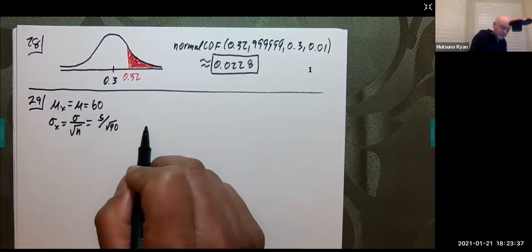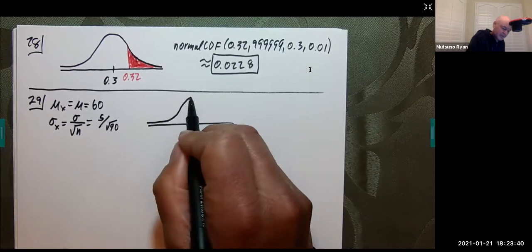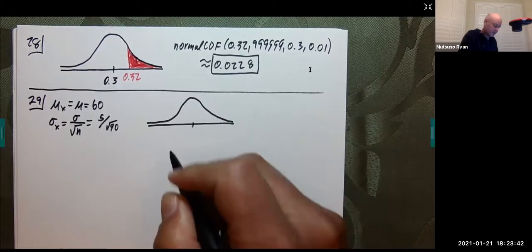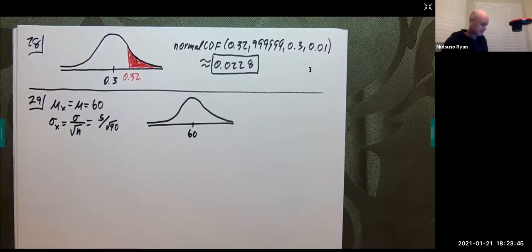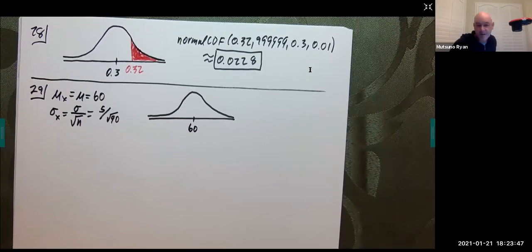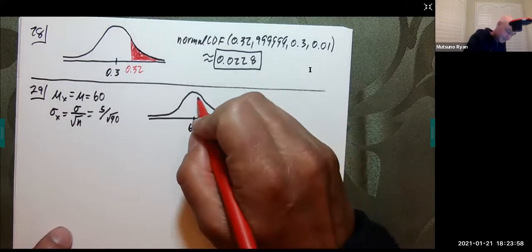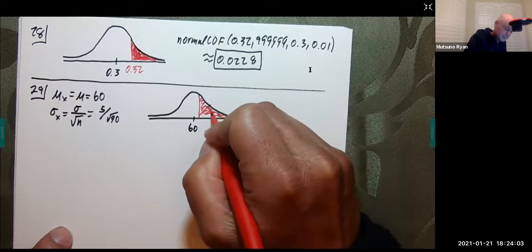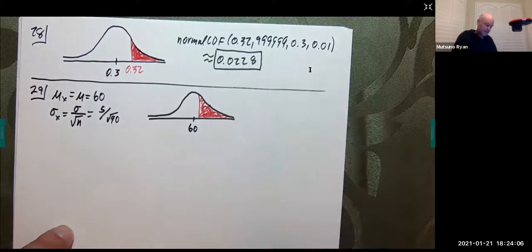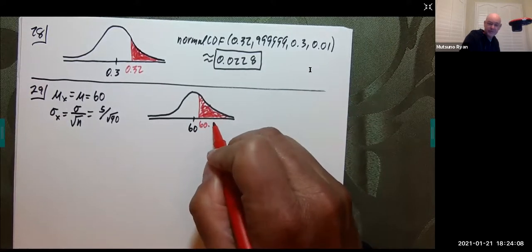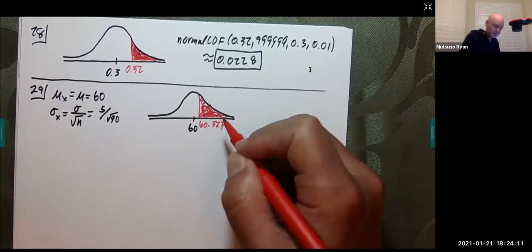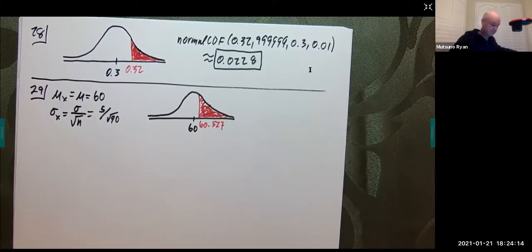Now, it's going to also make the graph spike a bit more. So the mean is still 60. And they want to know at least 60.527. That's pretty close to the mean. I'm going to exaggerate that a little bit. And this is 60.527. That looks like it's going to be close to, well, I don't know. I don't want to make any predictions.